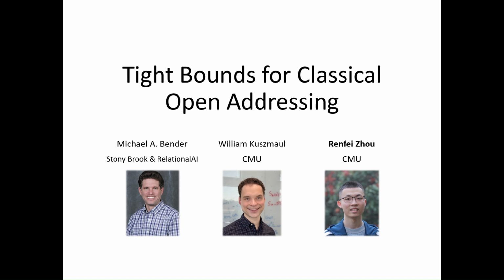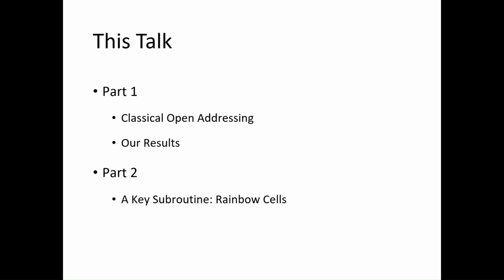Today I will introduce our work, Tight Bounds for Classical Open Addressing. This talk will have two parts. In the first part, I will introduce the definition of classical open addressing and also our results in the paper. The second part will be about a key subroutine of our final data structure. It is called rainbow cell and it plays an interesting role in the final construction.